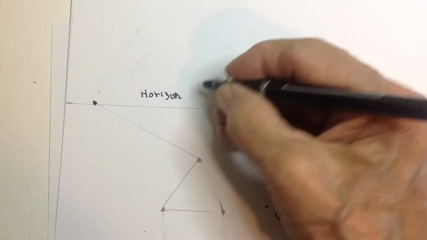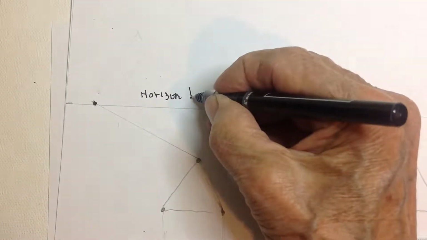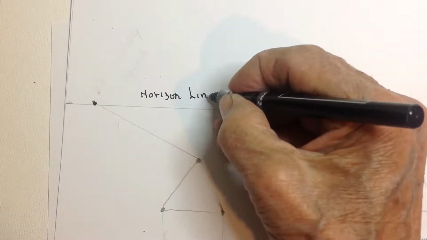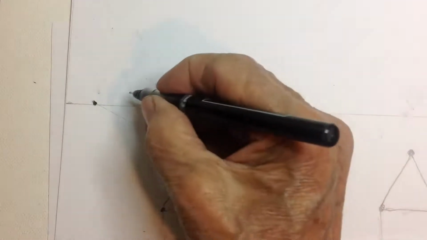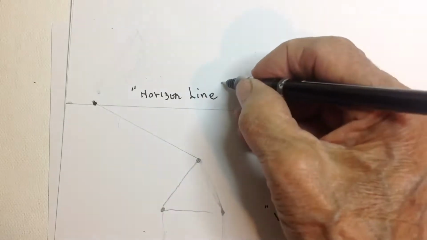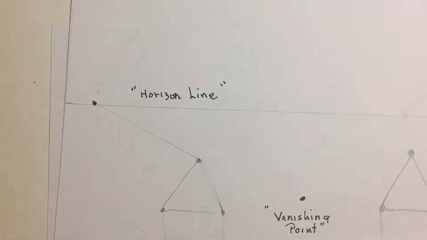I hope I spell this right. It is your distant horizon. There. I'll put that in quotes, because actually this is a technical term in perspective drawing.